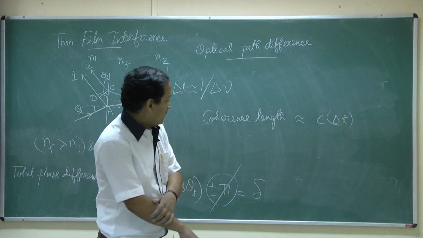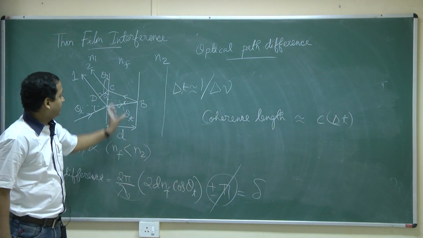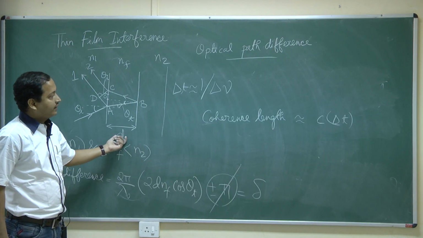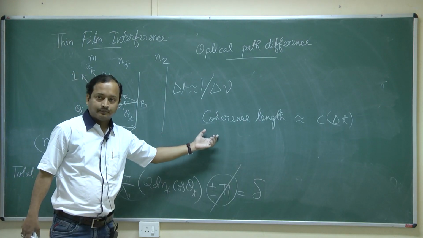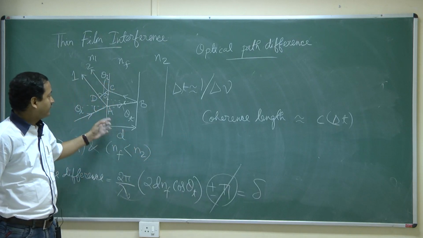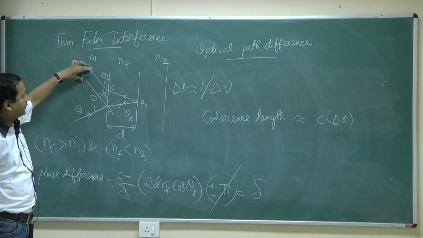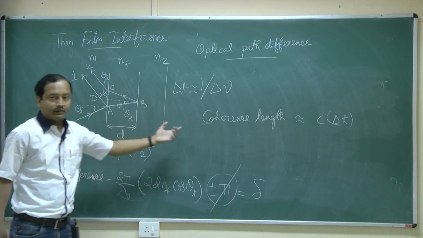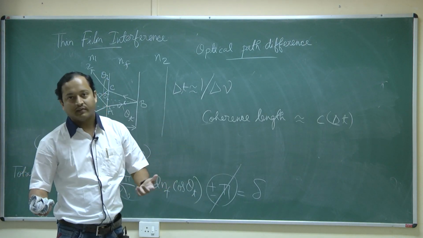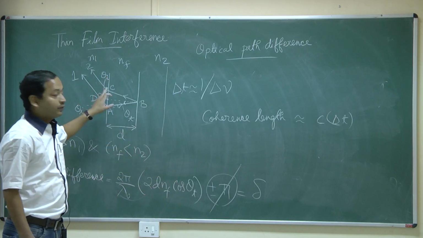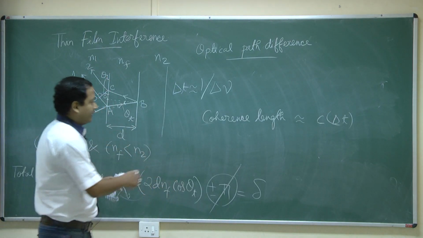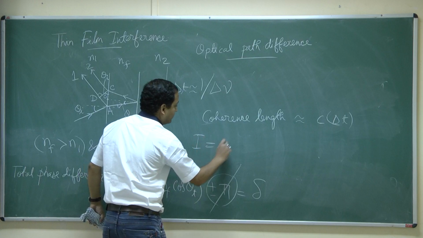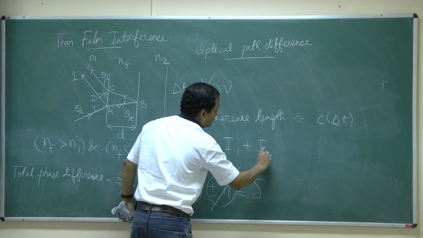So if this particular thickness d is smaller than this coherence length, then we can have interference, because the path difference between these two rays which come out is not larger than the coherence length. If it is larger than the coherence length, these two rays will have no phase correlation between them, and the cross term matters, right? We were having I is I1 plus I2.